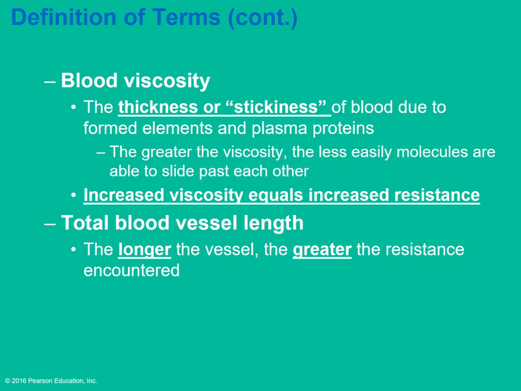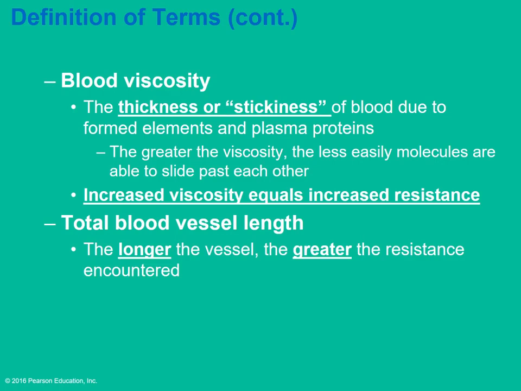The blood is viscous, more viscous than water. Why is that? Because it has those formed elements and the plasma proteins in it. So the greater the viscosity, the greater the thickness, the slower it's going to move. So that's going to cause increased resistance.